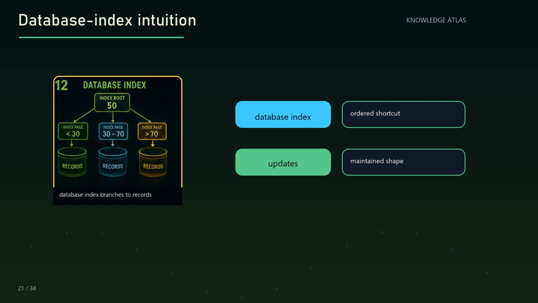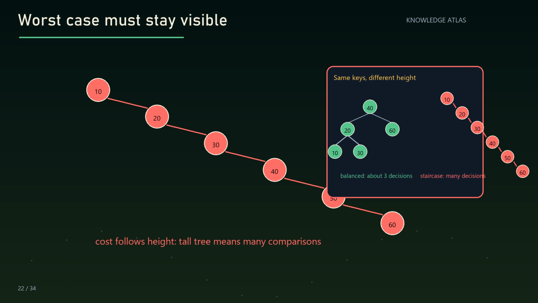Database indexes often use tree-like structures because they need ordered access, ranges, and updates. The index is not just a pile of records, it is a maintained branching shortcut from a search key to the right neighborhood. A plain binary search tree can still degrade to linear time if it becomes tall. Balanced trees exist to protect against that shape failure. The speed promise belongs to the maintained balance, not to the word tree alone.